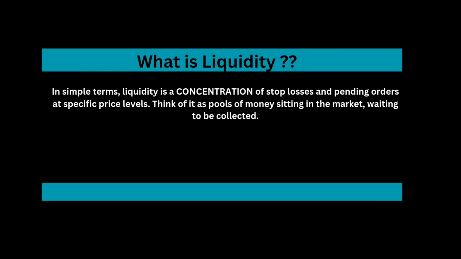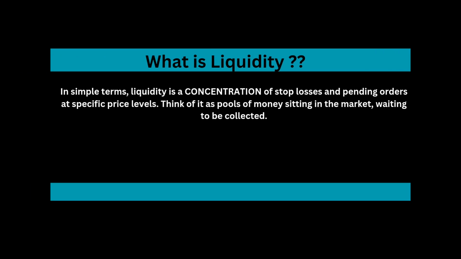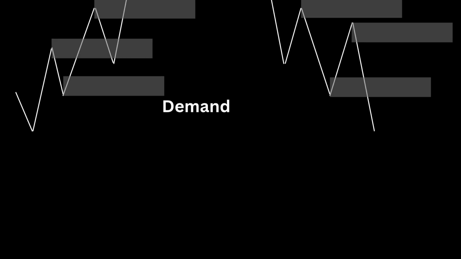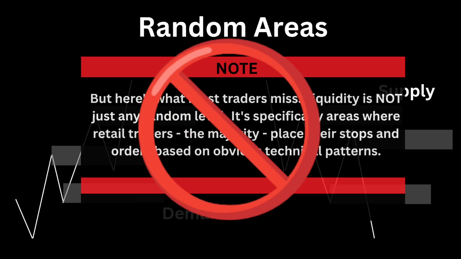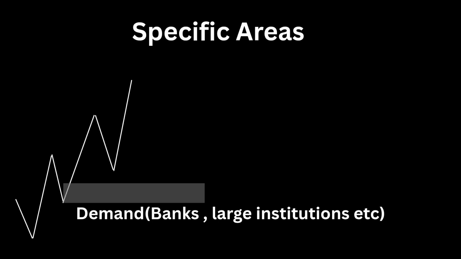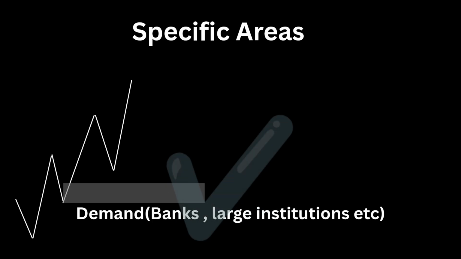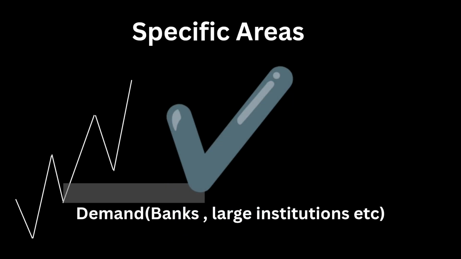Let's start with the foundation. What actually is liquidity? In simple terms, liquidity is a concentration of stop losses and pending orders at specific price levels. Think of it as pools of money sitting in the market, waiting to be collected. But here's what most traders miss. Liquidity is not just any random level. It's specifically areas where retail traders, the majority, place their stops and orders based on obvious technical patterns.